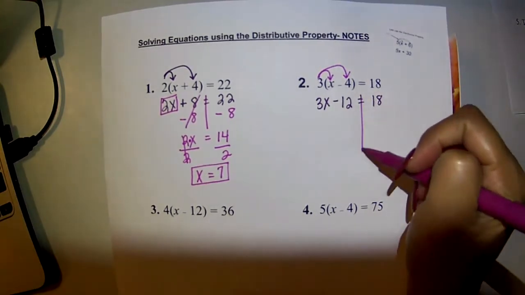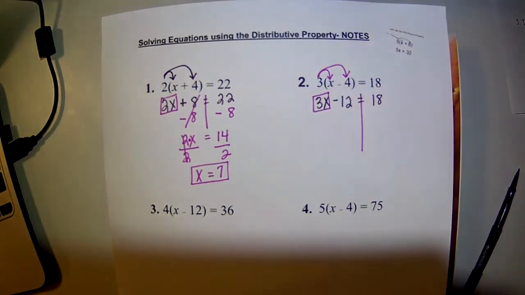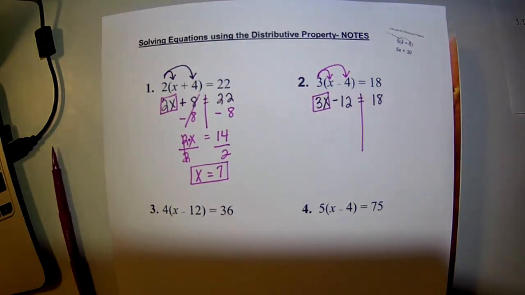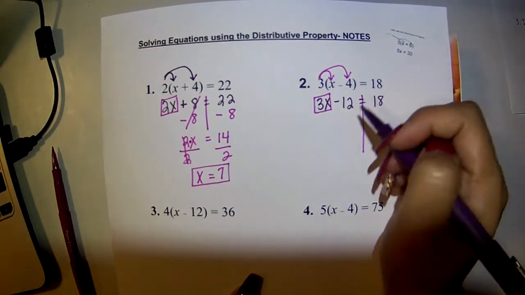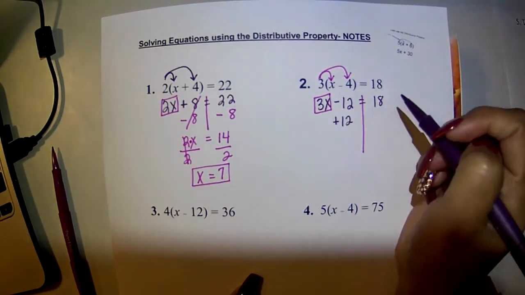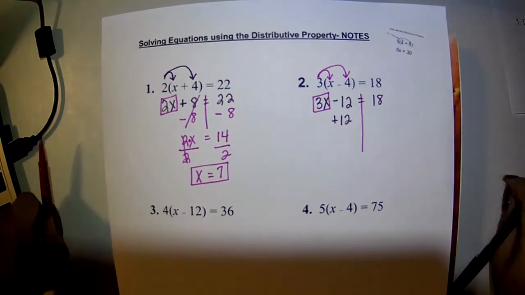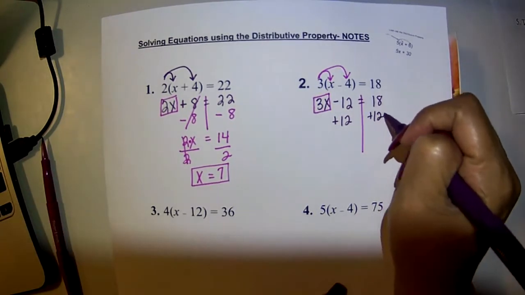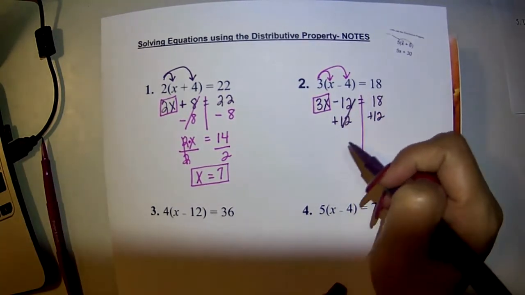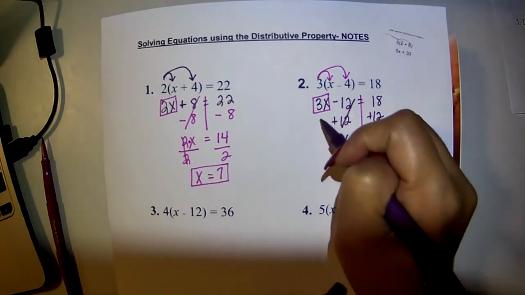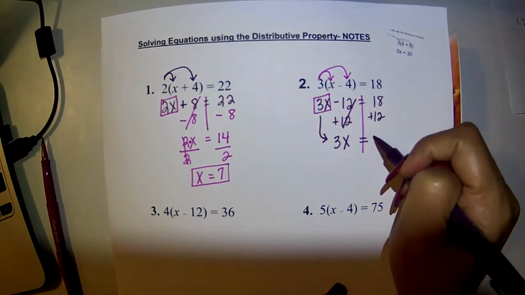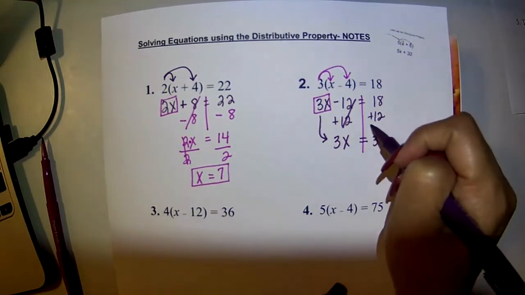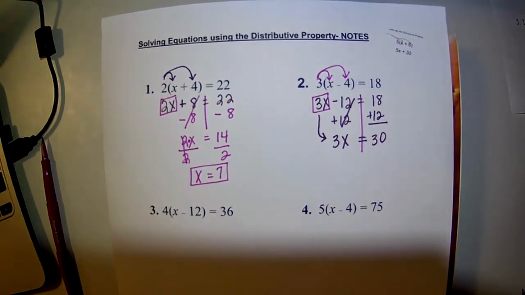I'm going to go ahead and get my strategies done. Boxing that. Again, we're going to box the 3x because that's the last thing that we're going to work with. So how do I get rid of a minus 12 or a negative 12? I'm going to add 12 to both sides. That cancels out. So I'm going to have 3x, and remember, all I did was just bring it down. 3x is equal to 30. 18 plus 12 is 30.